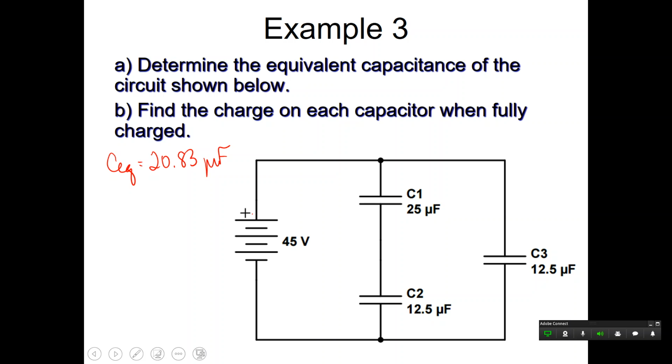So I know the voltage here is 45 volts, and here it's going to be 45 volts. Here it's going to be 0 volts, and here is going to be 0 volts. All right, keep going.